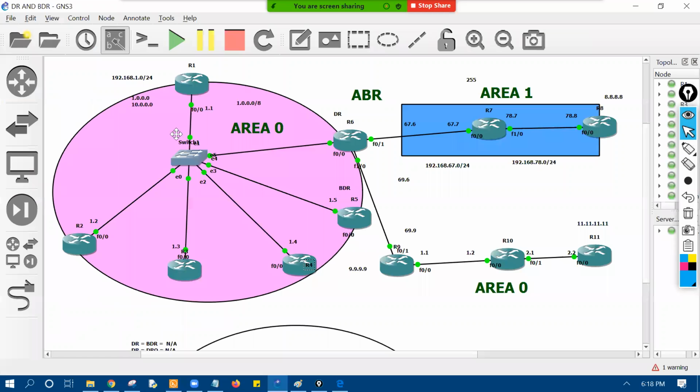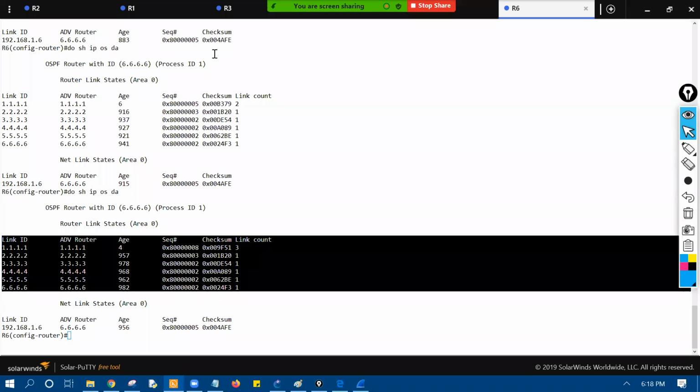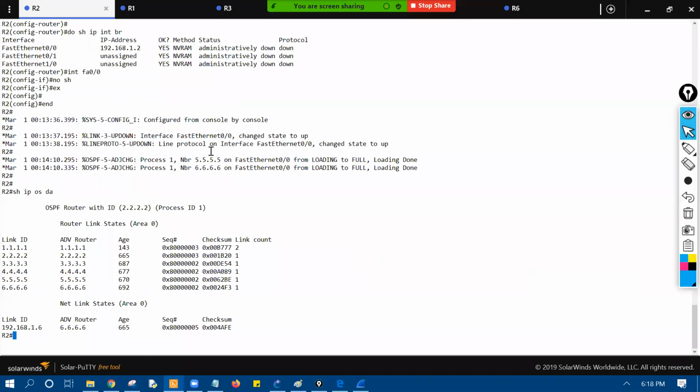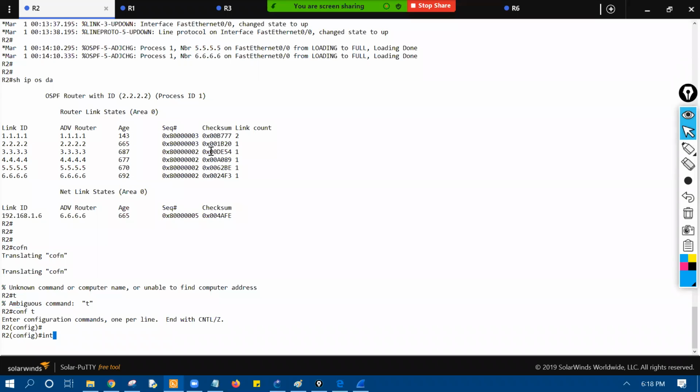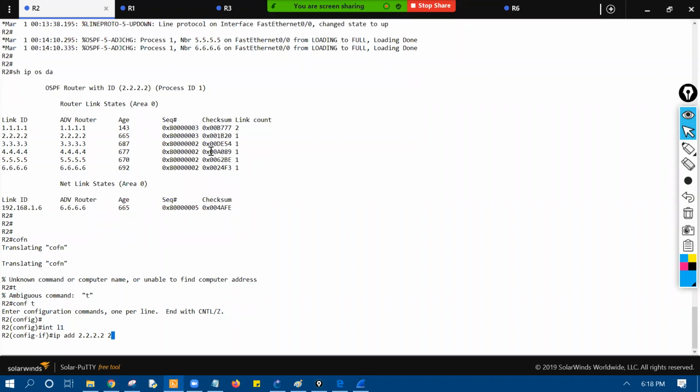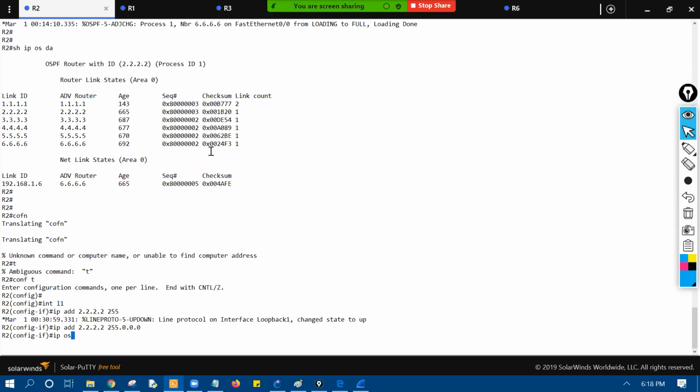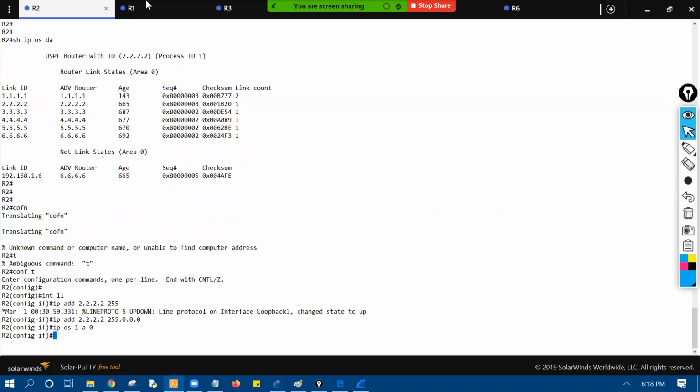Let me show you the detailed information of this guy. Let me go for this link, capture this link. And let's go to R2. Let me advertise on one router, let's say. So now on R2, I'm going to create a loopback, interface loopback number 1, IP address 2.2.2.2/8, and ip ospf 1 area 0, right? Now let's see the capture.